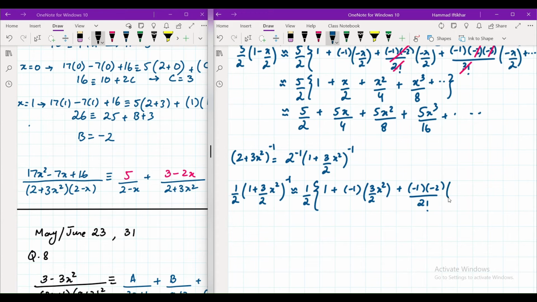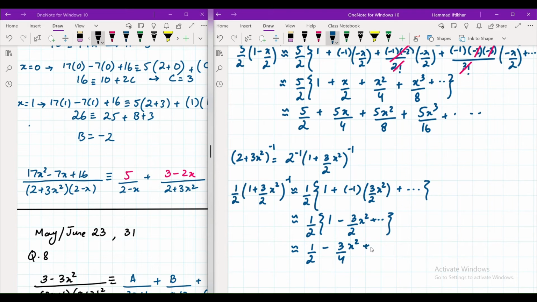Now notice one thing. When we have 3 over 2x squared whole squared, this thing will turn to power 4. So we don't need to include that because we are only asked to go up to x cubed. So we will erase that. We don't need this. So we will stop right over here. So this will go up till 1 over 2, 1 minus 3 over 2 x squared. And then when we multiply the 1 over 2 inside, that will be 1 over 2 minus 3 by 4 x squared.